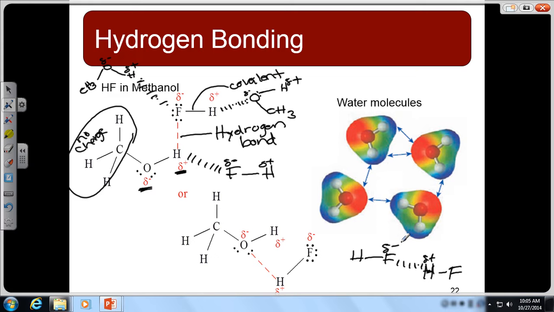So there's the oxygen. It's showing you how it does that. There's the oxygen, hydrogens. So we'll just look at one. What this arrow means is that the hydrogen and the oxygen are attracted to each other.